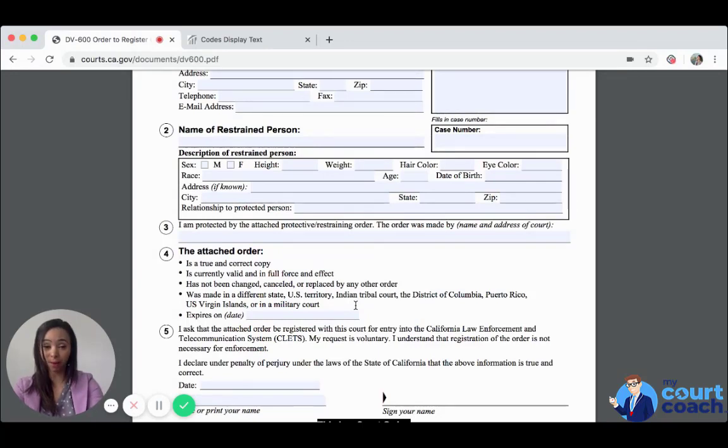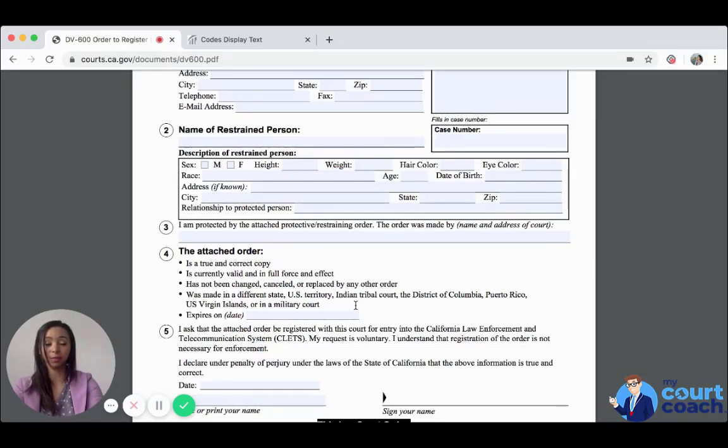So it's a true and correct copy. It's a currently valid order, and it is in full force and effect. It has not been changed, canceled, or replaced by any other order. It was made in a different state, U.S. territory, Indian tribal court, the District of Columbia, Puerto Rico, U.S. Virgin Islands, or in a military court. So this is the very definition of out of state. So if it is from outside California and falls into any one of those categories, then you are using the right form to complete the registration.